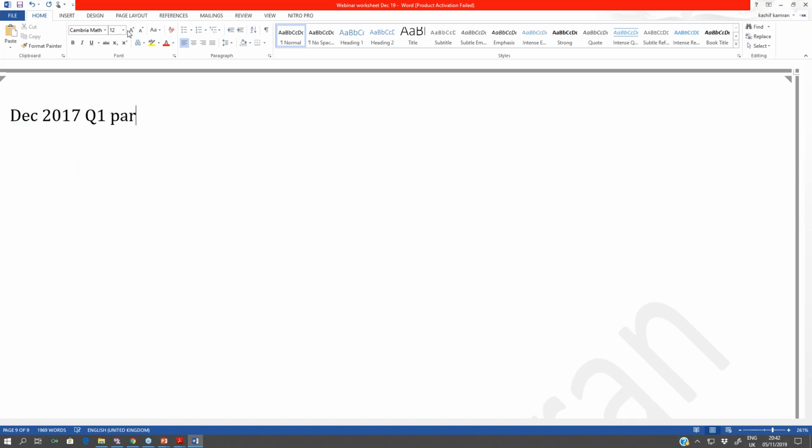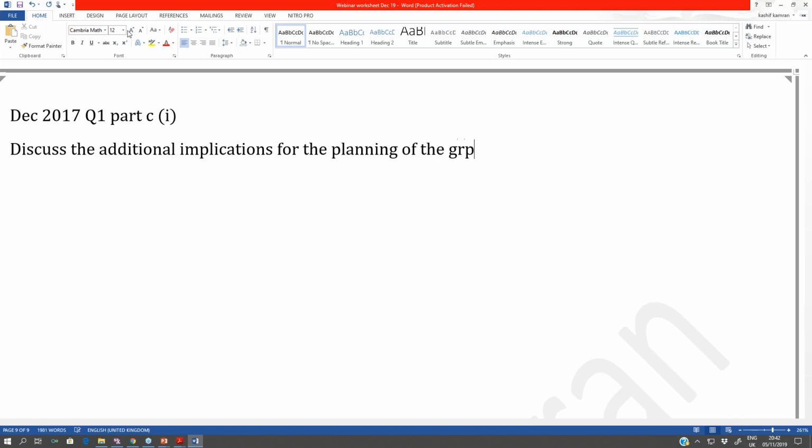Question number 1, part C, C1. We're looking at a question which says, discuss the additional implications for the planning of the group audit and explain any actions to be taken.